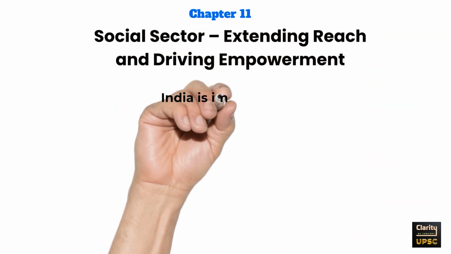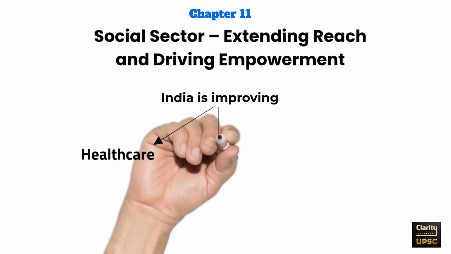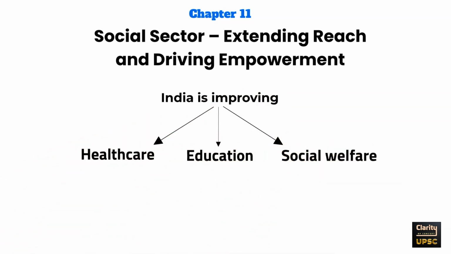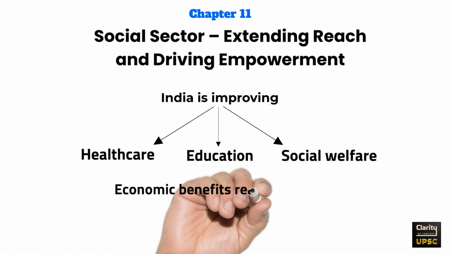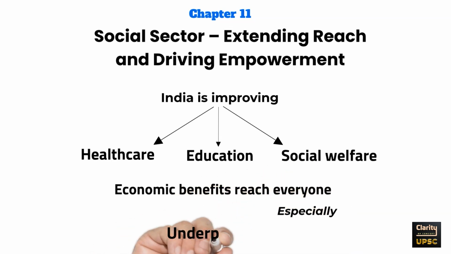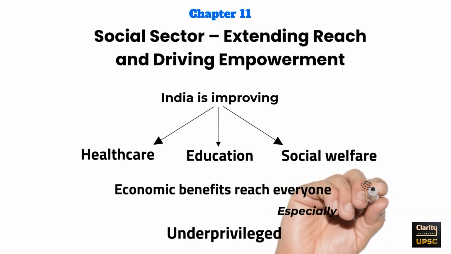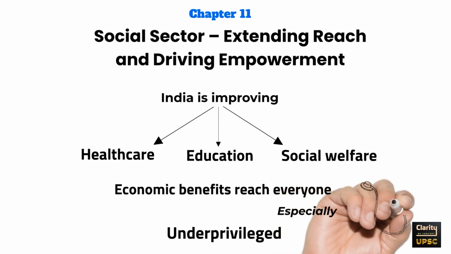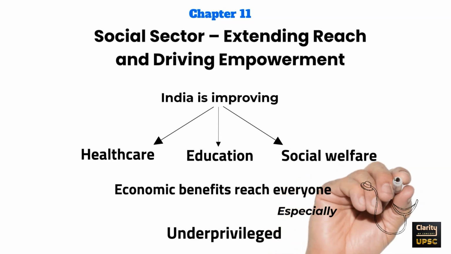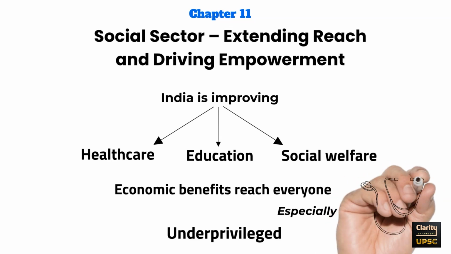The 11th chapter has a title Social Sector: Extending Reach and Driving Empowerment. This chapter explains how India is improving healthcare, education, and social welfare, making sure that economic benefits reach everyone, especially the underprivileged. It focuses on various initiatives and schemes. It also talks about the mental health quotient concept. We will discuss this in detail in the concerned chapter video.